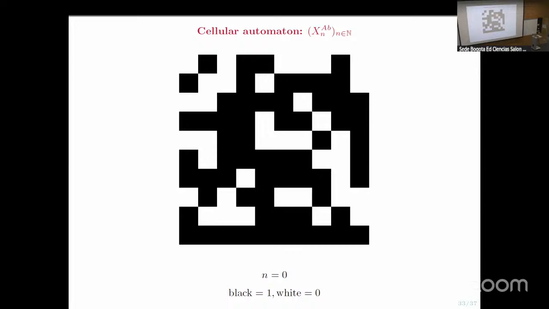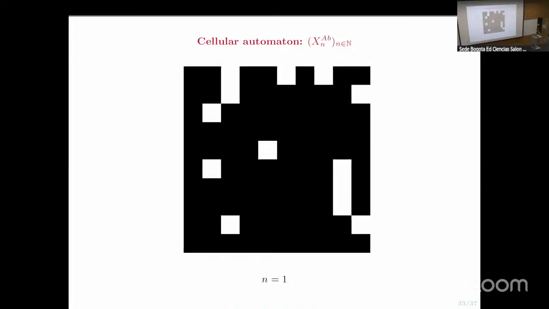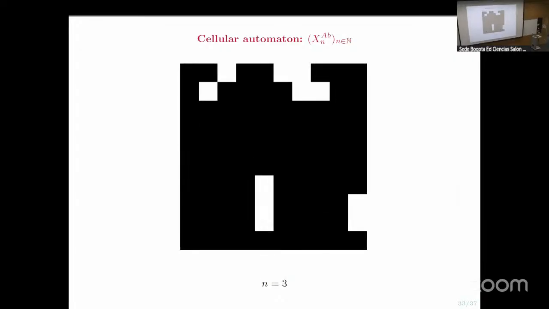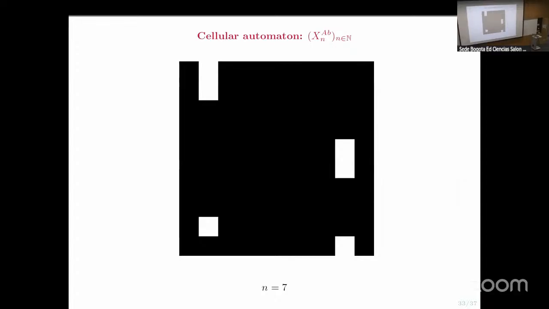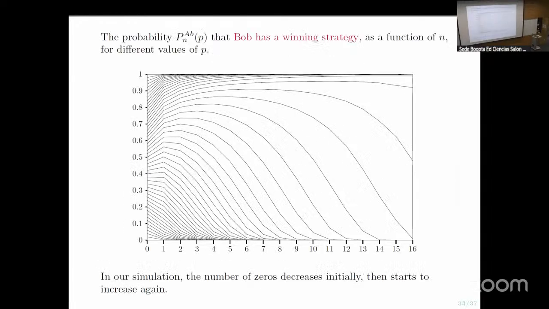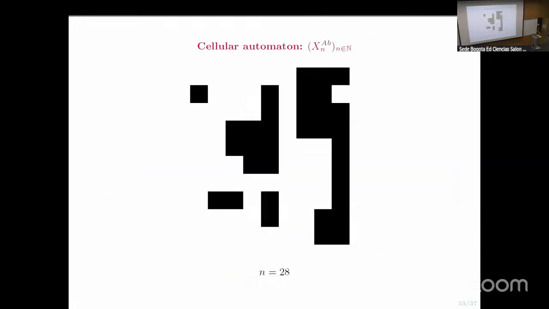Okay, let's see. So this is time 1. It seems that the number of blacks decreases, right? Okay, it's not so clear. This is time 2. Okay, this is time 3. It seems that it's going to go to one of the trivial laws, right? Okay, n equals 7. Right. Okay, n equals 9. We can bet that it's going to go to all blacks, but oh no. And this is n equals 28. So you can see again here that there are a lot of whites.